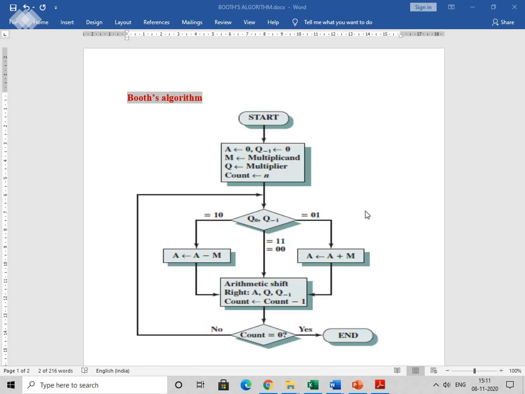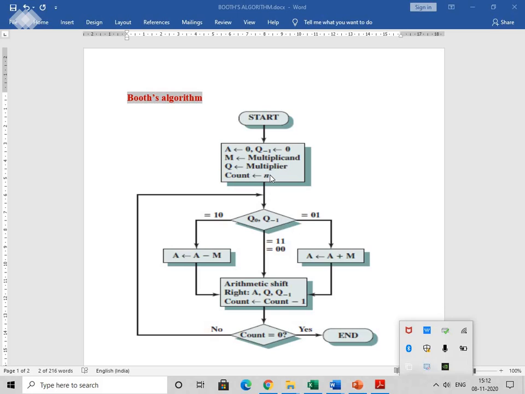Basically, this Booth's algorithm is used for signed multiplication. Since we are aware that for multiplication we need a multiplicand and multiplier. So here in the flow chart, the first step is that the A register and Q minus 1 register should be initialized to 0. In M, we are going to store the multiplicand. In Q, we are going to store the multiplier, and the count is n bit, right?